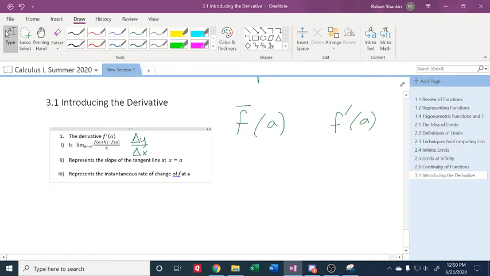Then it represents the slope of the tangent line at x equal a. And what does the slope of a tangent line mean? That's the same as the instantaneous rate of change of f at a. So 2 and 3 have to do with the interpretation of it. Number 1 is how we get it. And you've got to be able to kind of hold both in your mind at the same time.